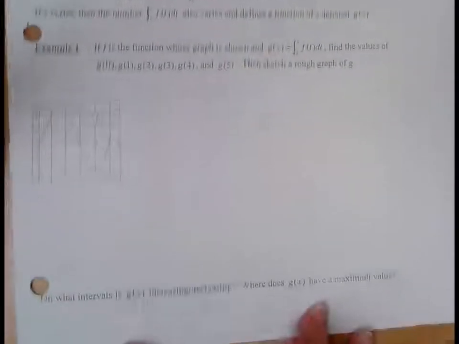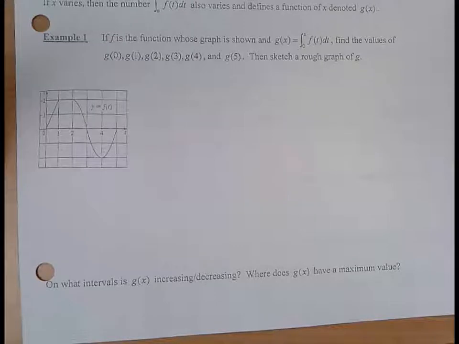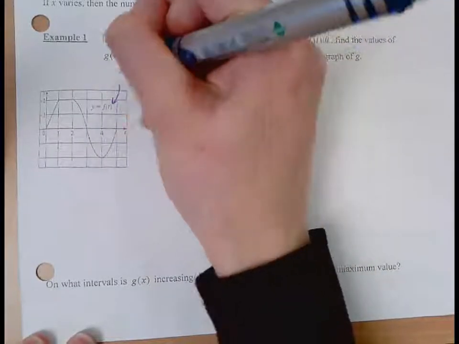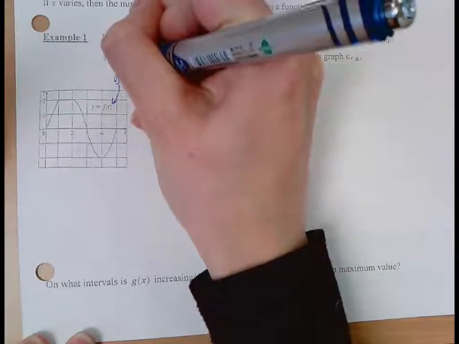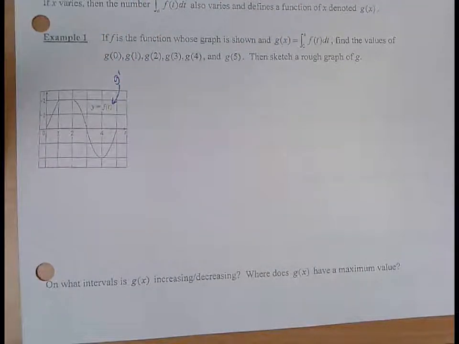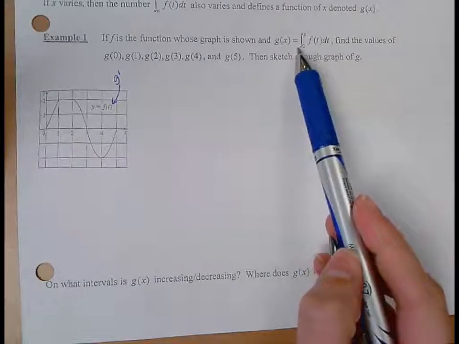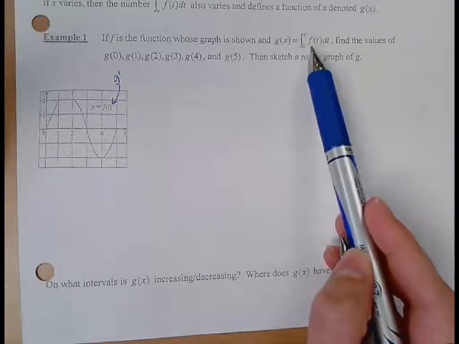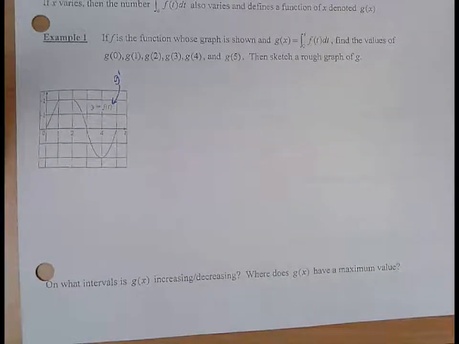So looking at this first example, it says if f is the function whose graph is shown. So again, if this is the graph of f, we can also think of this as the graph of g prime. G of x is equal to the integral from 0 to x of f of t dt. And it says find the values of g of 0, g of 1, g of 2, g of 3, g of 4, and g of 5, and sketch a rough graph of g.